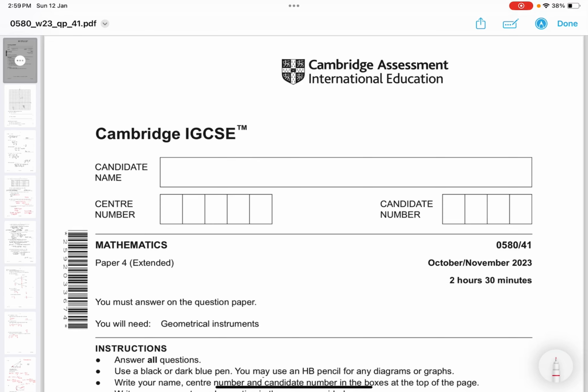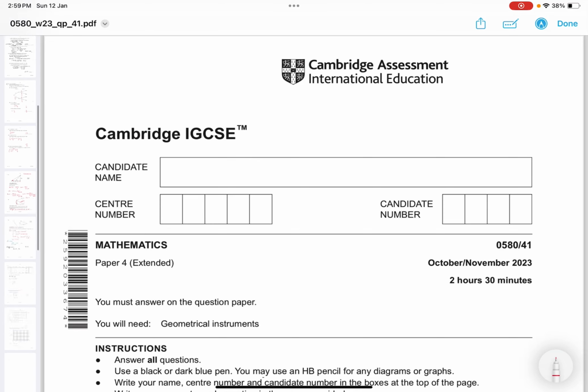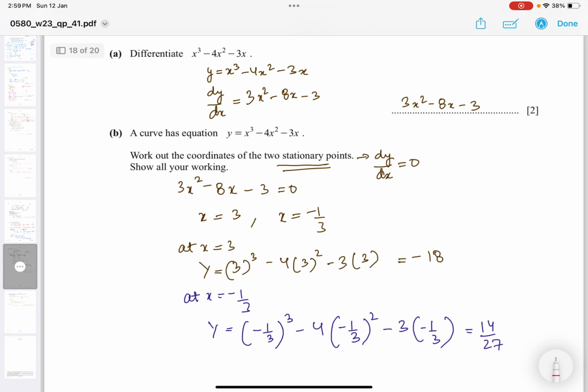Hello learners, so today we will solve this Cambridge IGCSE paper, and we will start from the last question. Let's start from the last question and solve the complete paper in less than half an hour.